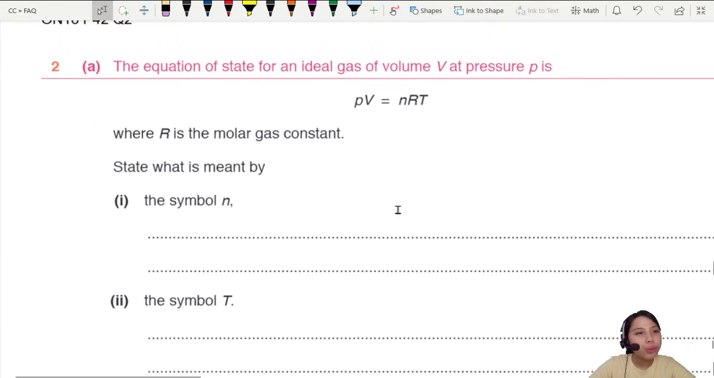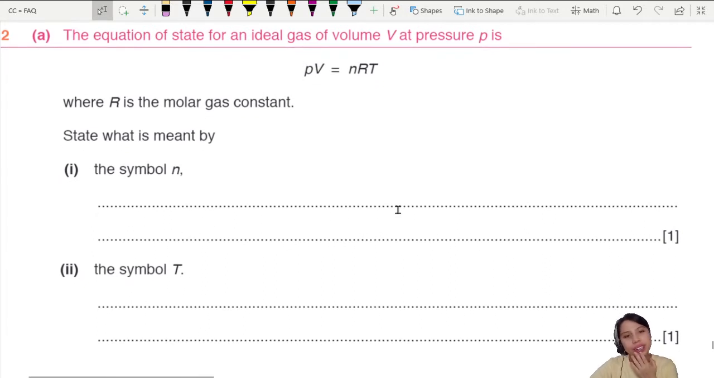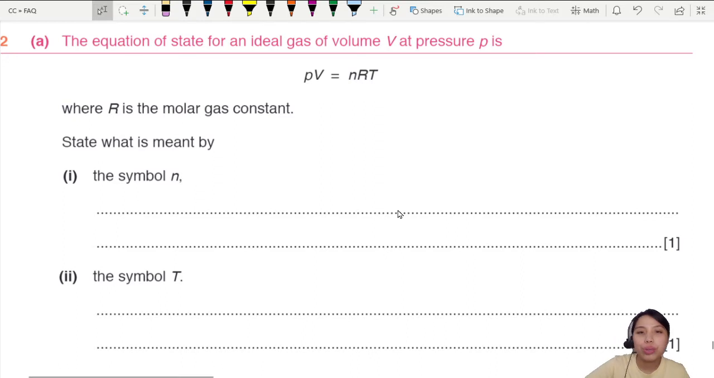ON16 P42 question 2. This is an ideal gas question. Well, ideal gas and a bit of kinetic theory. But let's look at this. The equation is given to you: PV equals nRT. This is a must-know equation for ideal gas.